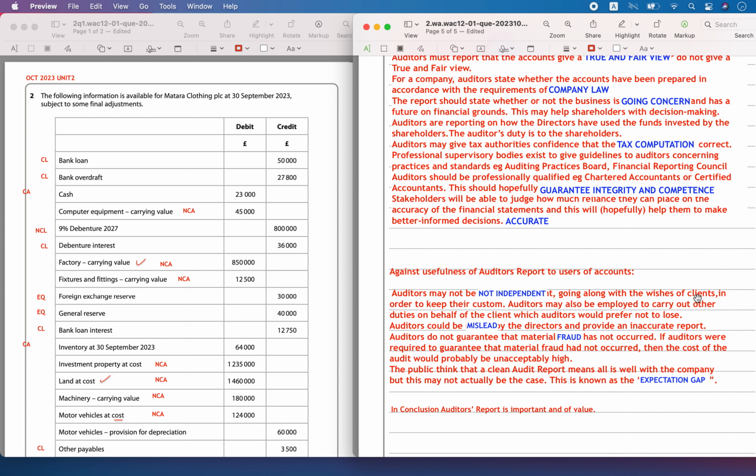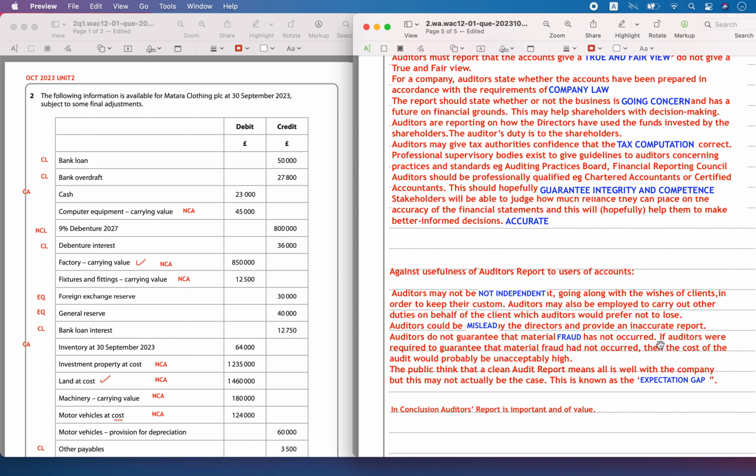They may not be independent, going along with the wishes of the clients in order to keep their custom, so they may not be employed to carry out their duties on behalf of the client, which auditors would prefer not to lose. Then auditors could also be misled by the directors and provide an inaccurate report.